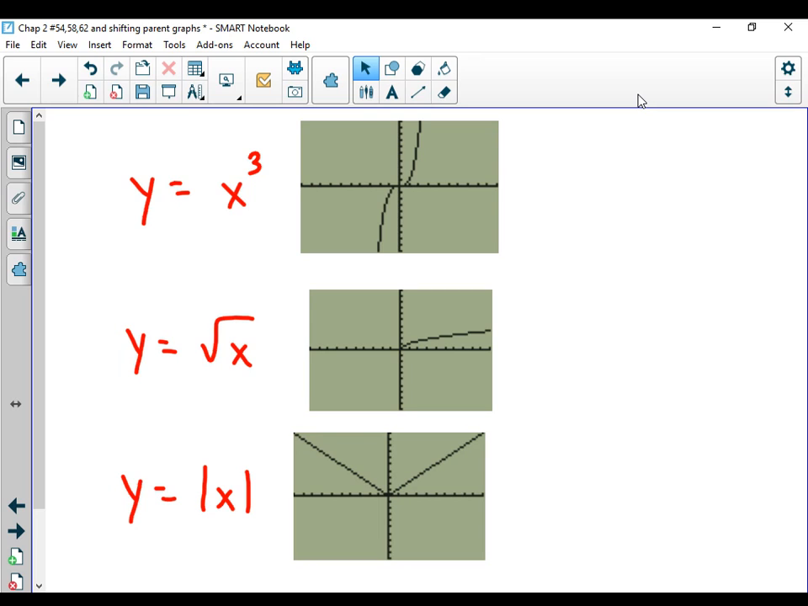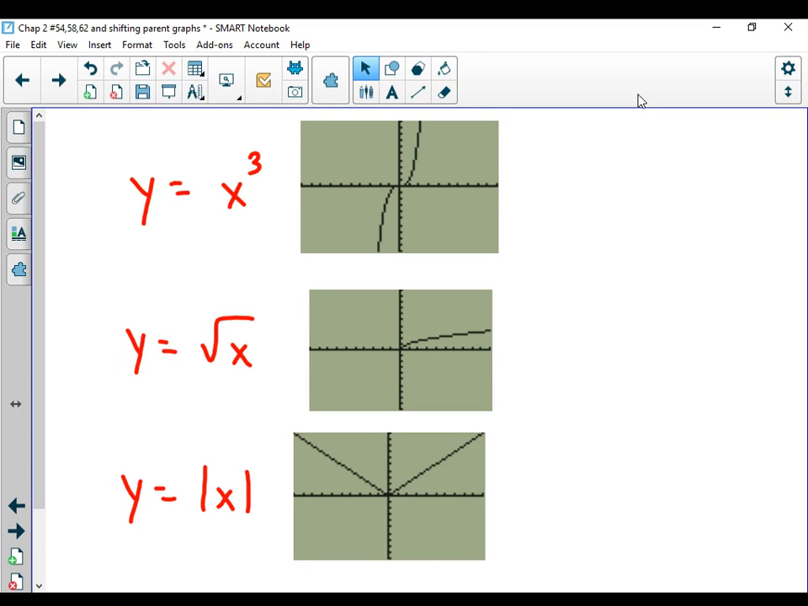Secondly, we should know what the important points are for each graph as well. So when I start shifting things around, yeah, the whole graph shifts, but I'm really going to just focus on this one point that's going to shift. And again, like I said, for the parabola, that was the vertex. Let's see if we can identify what it is for these other graphs.